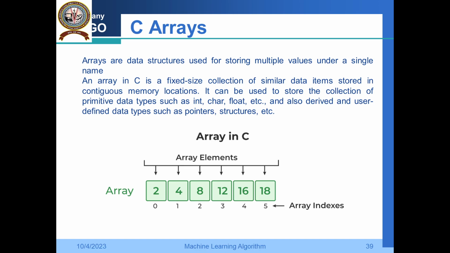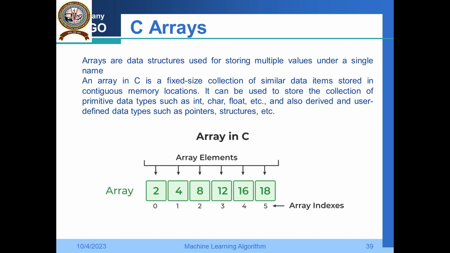Because the size is fixed, before we declare it, the size is fixed. A fixed size collection of similar data items stored in contiguous memory locations. It can be used to store a collection of primitive data like integer, character, float, etc., and also derived and user defined data types such as pointer, structure, etc.